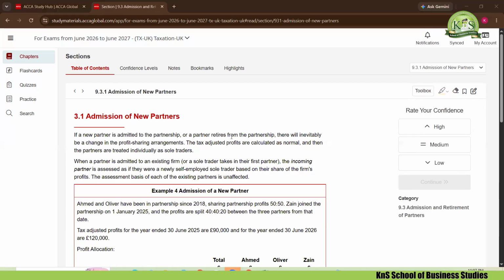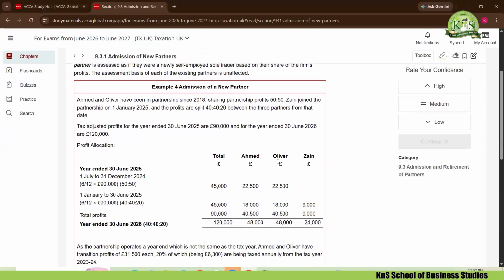Okay, the next event after changing PSR is if there comes a new partner. Again, we will divide the question into two parts and do it like this according to the dates. So Ahmed and Oliver have been in partnership since 2018. Profits are 50-50. Zen joined on 1st January and the profits got split 40-40 and 20 from that date.